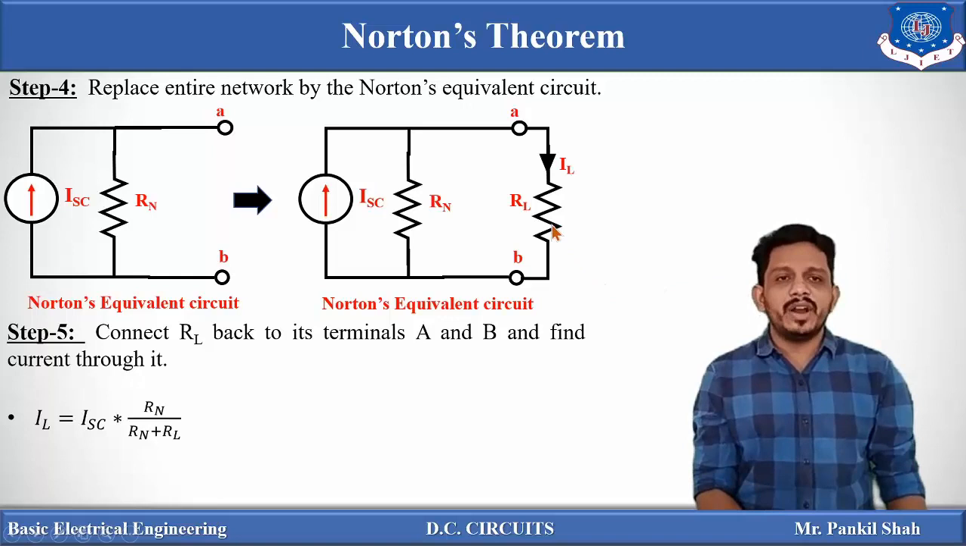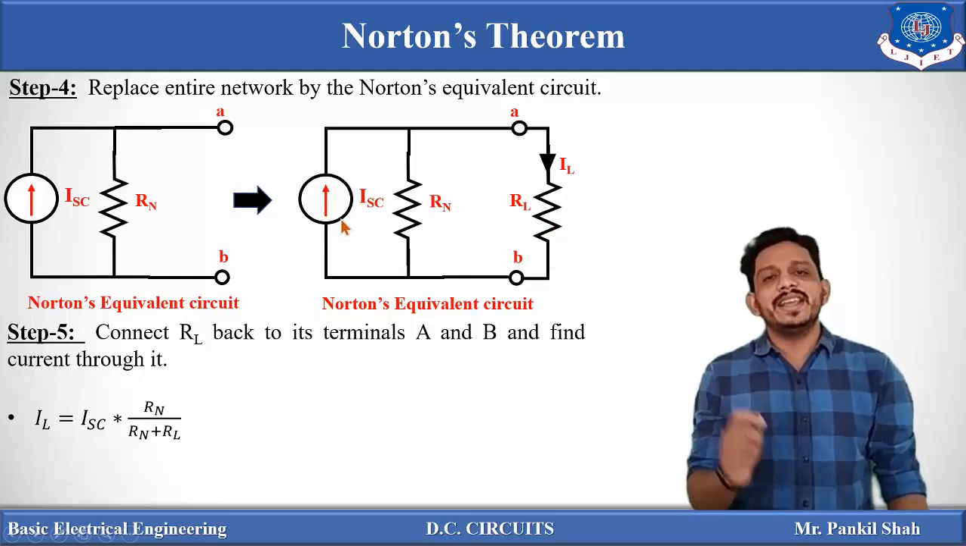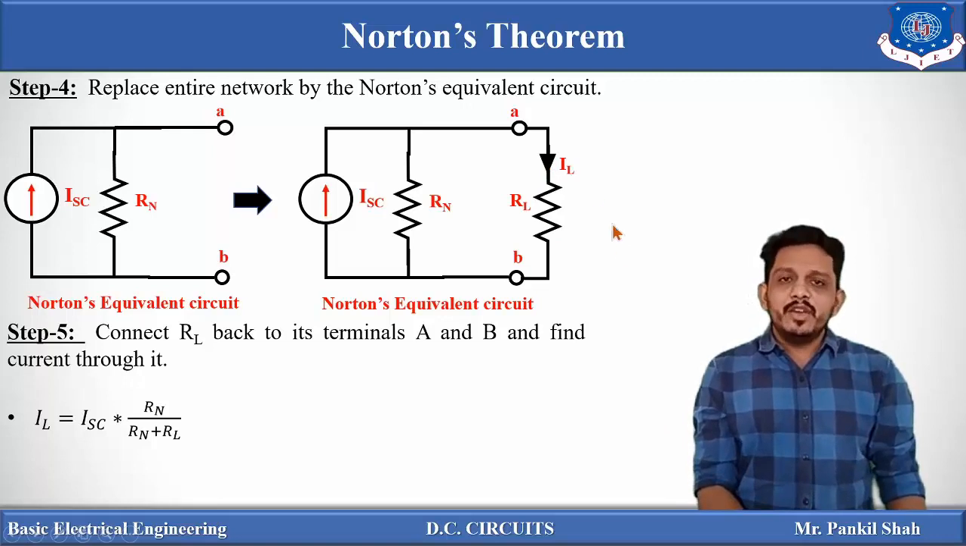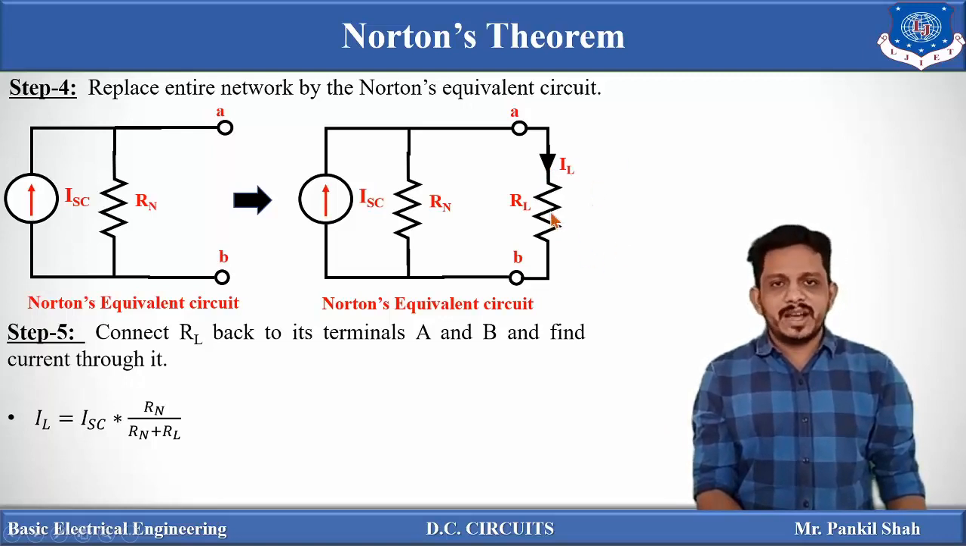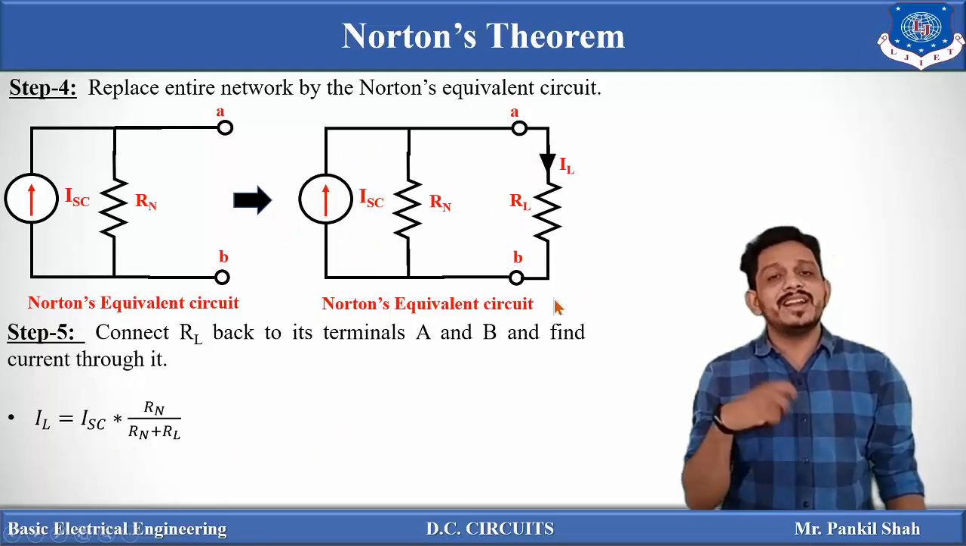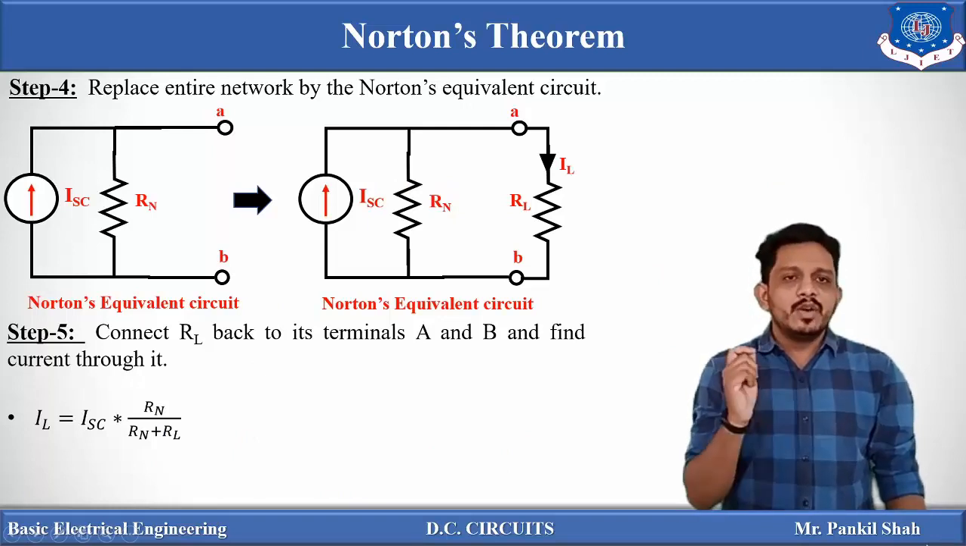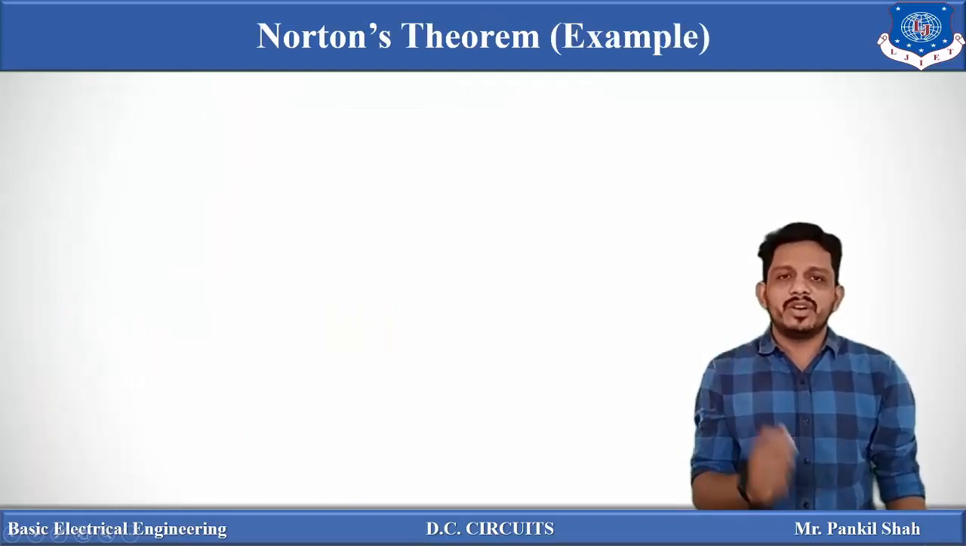So if you want to find the current flowing through this load resistance branch, then we already have a total current ISC. And this total current ISC is distributed into two parts. So again, we have to use the current divider formula. If you want to find the current flowing through this branch, then IL is equal to, first of all, the total current, that is ISC, into, in the numerator, the opposite resistance. So that means it is RN divided by RN plus R. So this is the final answer of the load current flowing through our load branch by using Norton's theorem.